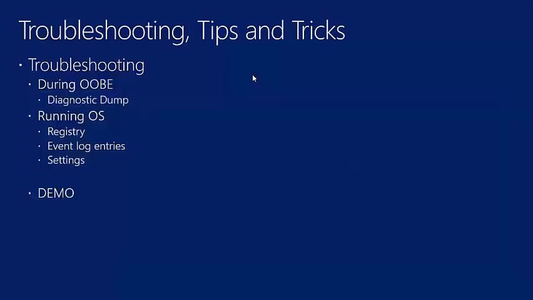Still on troubleshooting. Once the Autopilot process begins, there are two phases. There's the out-of-box experience phase where you could run into some issues. There's also the running OS phase where you might want to reflect back and see why something is not happening. During the out-of-box experience, you have the ability to use a tool called the MDM Diagnostics tool to get a dump of what's happened that you can then review. I want to show that to you in just a minute.